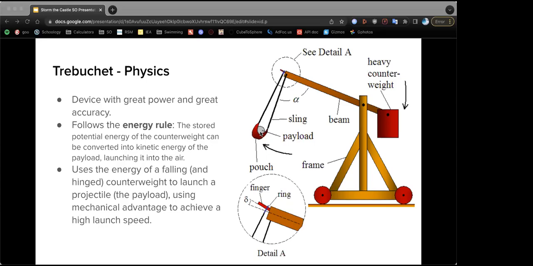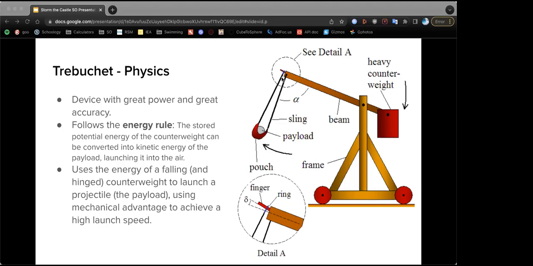In more scientific terms, the energy of the falling counterweight launches the projectile using the mechanical advantage to achieve a high launch speed. You will learn more about this in physics class when you learn more about conservation of energy and projectile motion. Now let's go over some of the basic parts of the trebuchet, which will be important in this lesson.